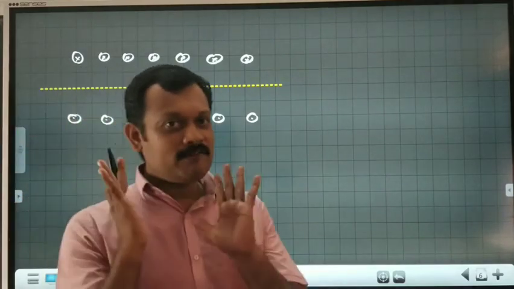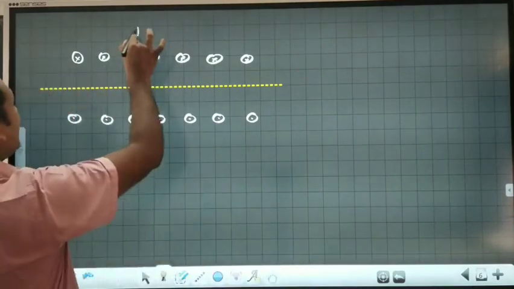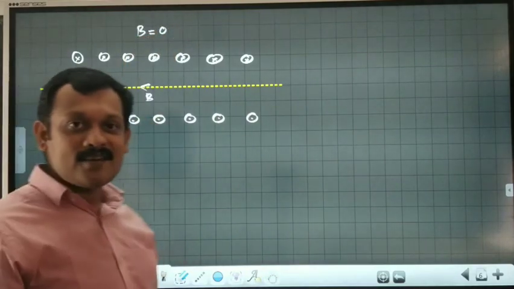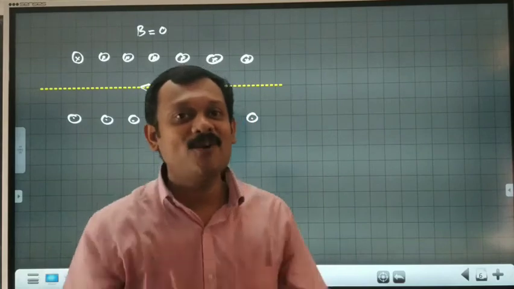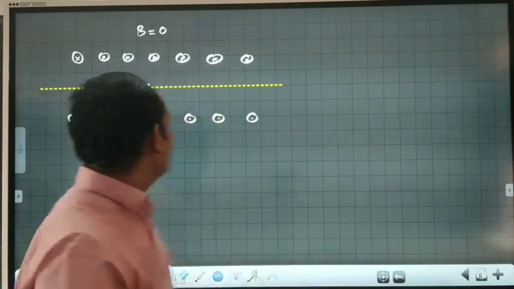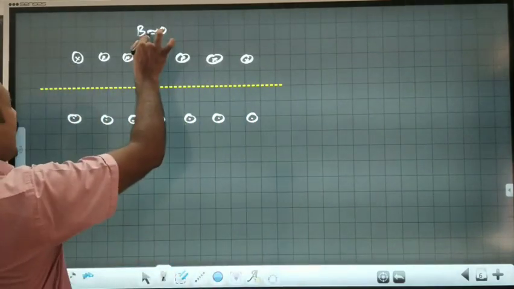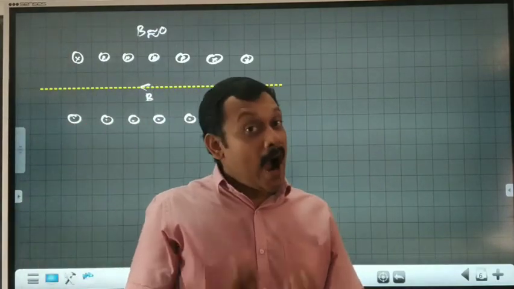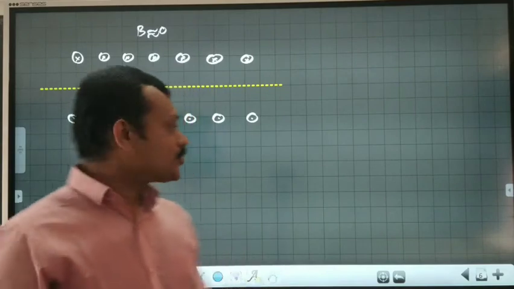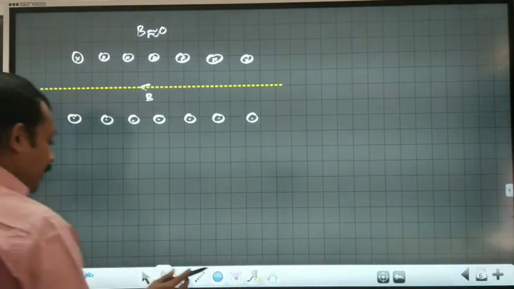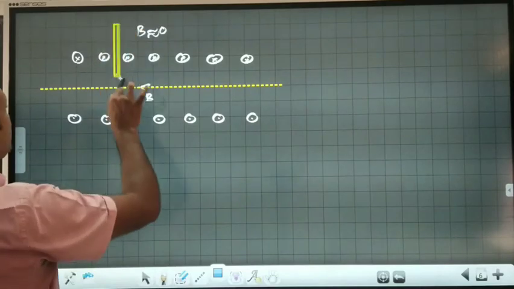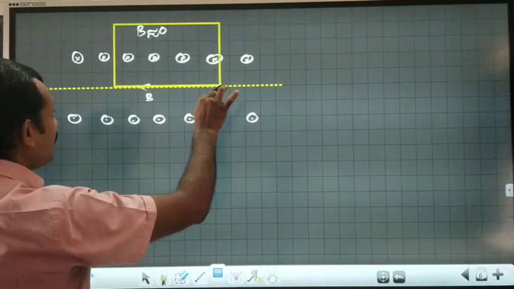Now the first question I would like to ask you is, what is the magnetic field in this region? It is 0. Why 0? Because the field outside is negligible. It's not exactly 0, but it is approximately equal to 0. Now we will construct a suitable Amperian loop to study the magnetic field produced by this.